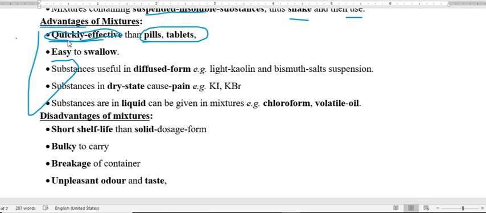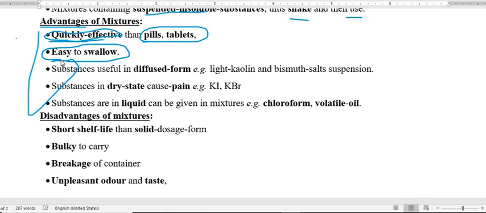Whereas if the substance is itself a liquid, it will spread and be absorbed from the site of absorption for its systemic activity. That is why mixtures are faster acting than the solid dosage form, and they are also easy to swallow.